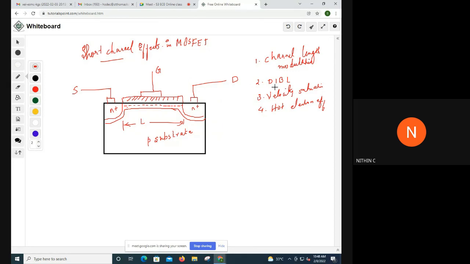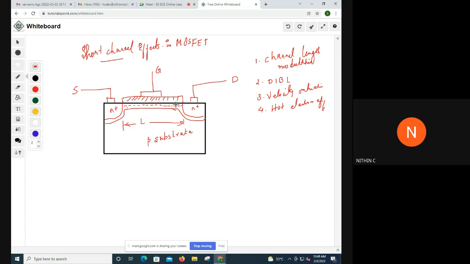Then there was a topic called DIBL, that is drain induced barrier lowering. That is, the threshold voltage has come down because of the VDS being applied. VDS apply ചെയ്യുന്ന സമയത്ത് what happens is that the depletion region width extends. So usually when we apply VG or gate source voltage, VGS നമ്മൾ apply ചെയ്യുന്ന സമയത്ത് initially a depleted layer is formed, and then only inversion takes place. We know the sequence of operation. First depletion, then weak inversion, then strong inversion. That was actually the sequence of operation.